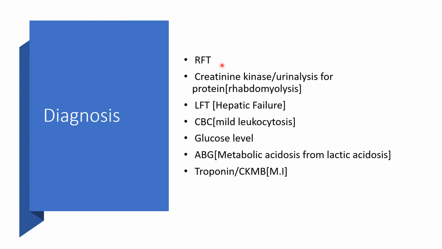You can have renal function test done, creatine kinase, and urinalysis for protein to rule out rhabdomyolysis. Hepatic failure can be established or ruled out with liver function test, and there might be mild leukocytosis, so have a complete blood count done. You should estimate your glucose level, and the arterial blood gas will tell you whether there is metabolic acidosis from lactic acidosis or not. And of course, back again to the cardiac enzymes, troponin, CK-MB, to rule out myocardial infarction.